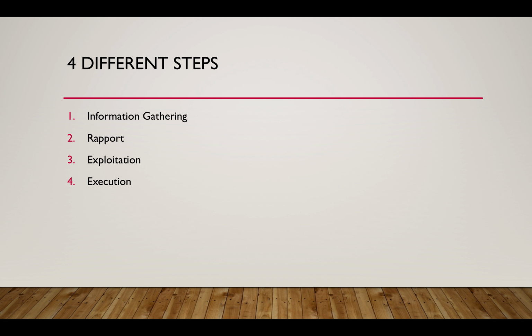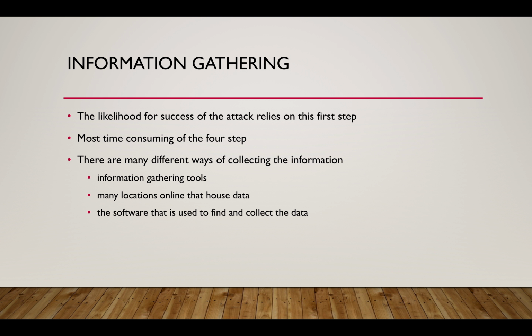So, what are the different steps of social engineering attacks? One is information gathering, two is rapport, three is exploitation, and four is execution. So there are four main ones, and we're going to go through each one of them briefly. So number one, information gathering. This is step number one.